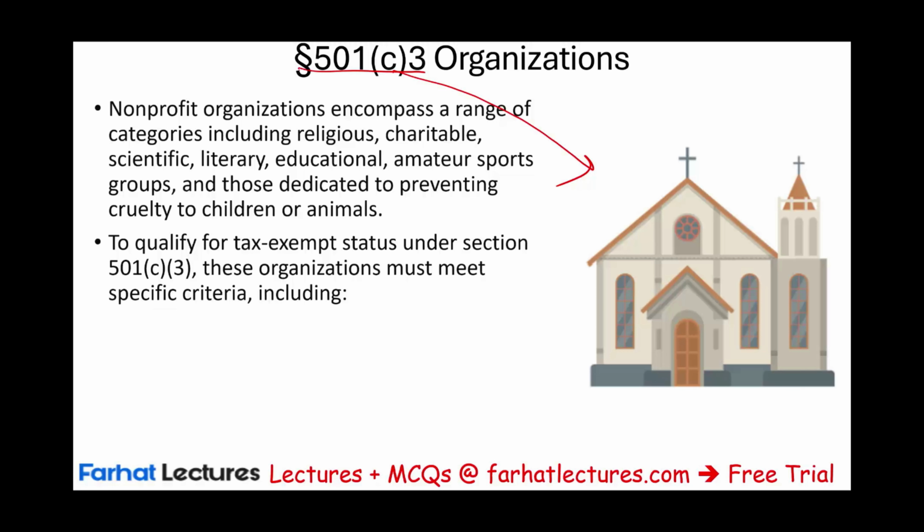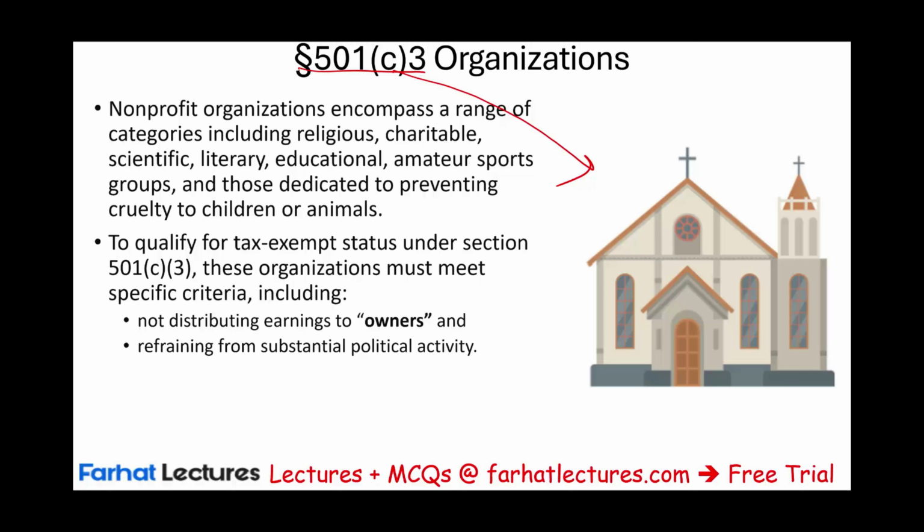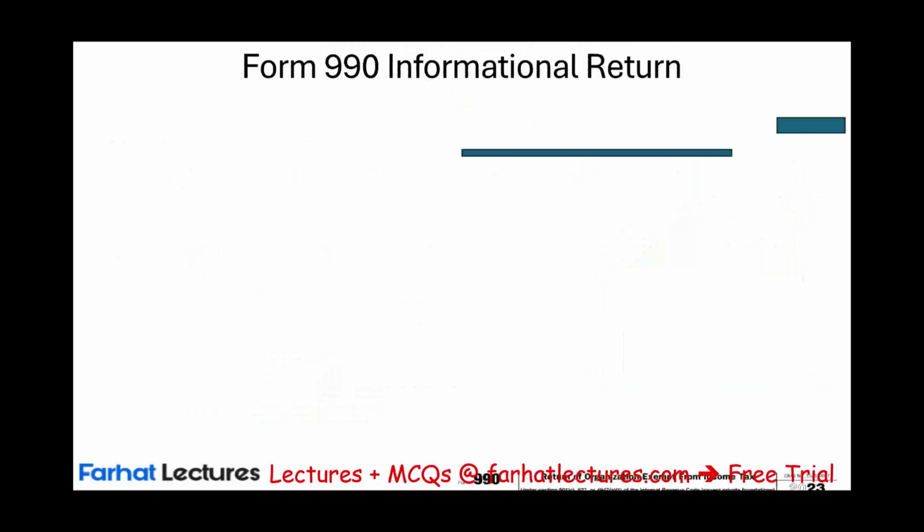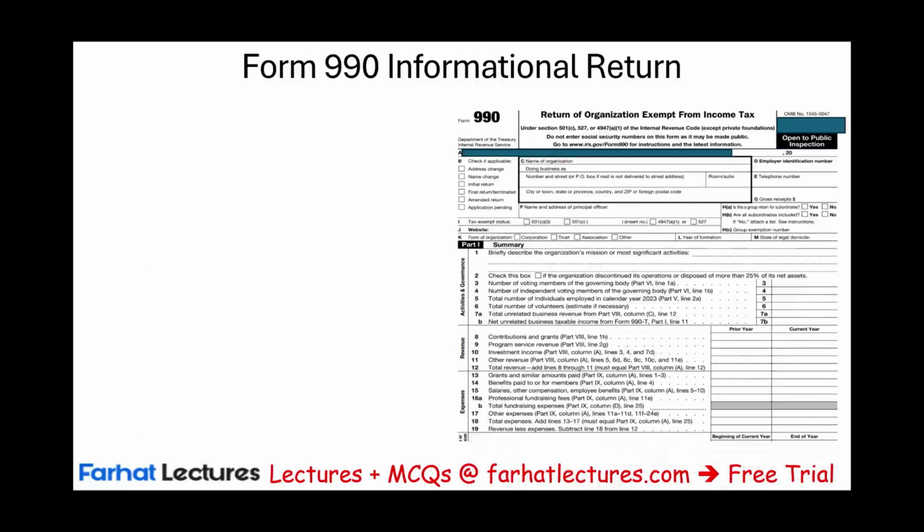To qualify for a tax exemption under section 501(c)(3), you have to meet certain criteria. One of them is you cannot distribute earnings to owners. Technically, there are no owners in the not-for-profit, but you cannot distribute your profit to people, members, and you cannot participate in political activity because you are a tax-exempt organization. Once granted the 501(c)(3) status, it enables donors to make contributions, and that contribution is deductible on their US tax return, which is really good. Now, what would the not-for-profit have to do every year? Every year they have to file Form 990.